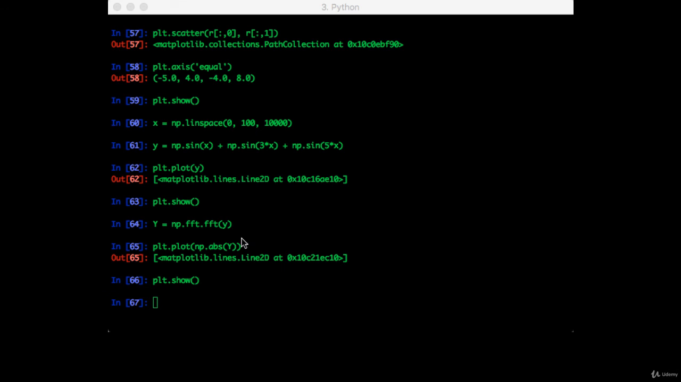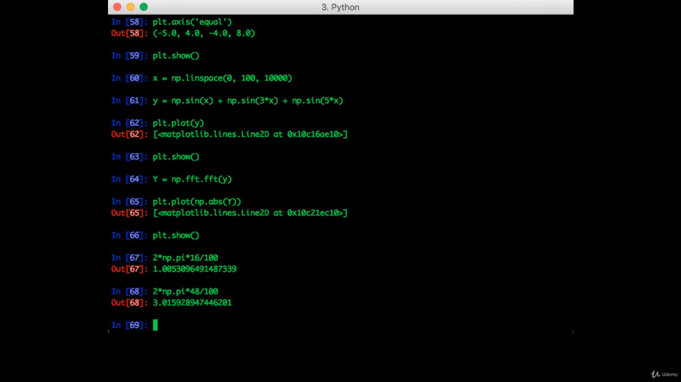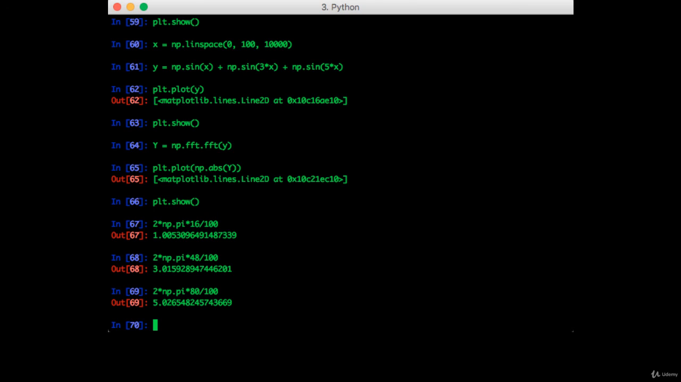So let's close this plot, and let's calculate what frequencies these represent. So that's 2 times pi times 16 divided by 100, so that gives us 1. 2 times pi times 48 divided by 100, that gives us 3. 2 times pi times 80 divided by 100, that gives us 5. Okay, so these are the original frequencies. So don't worry too much if you don't know what this means. I just wanted to show you that these capabilities exist within the NumPy stack.